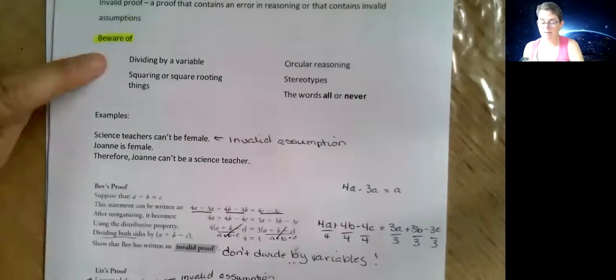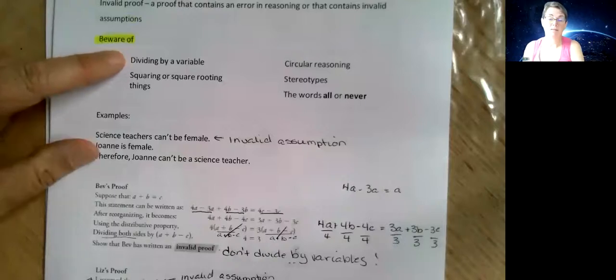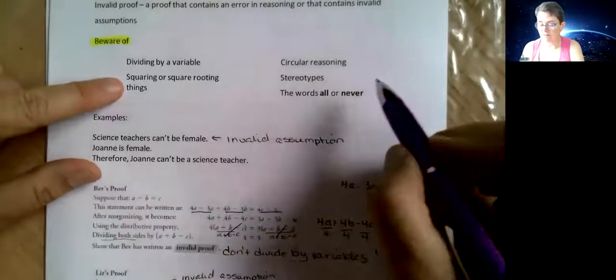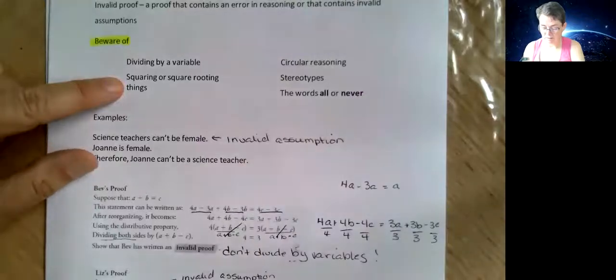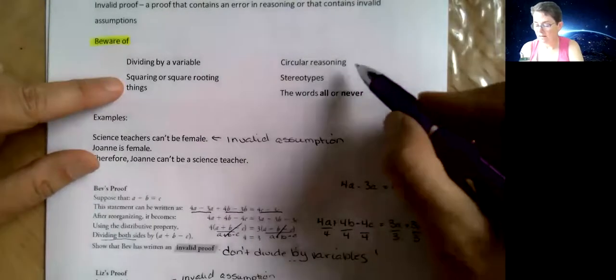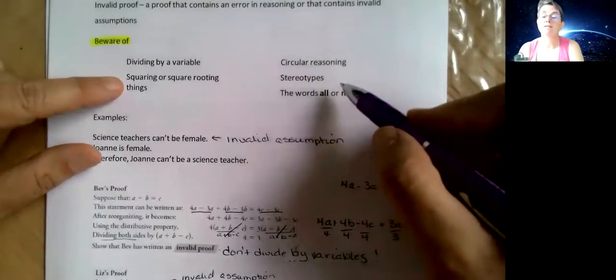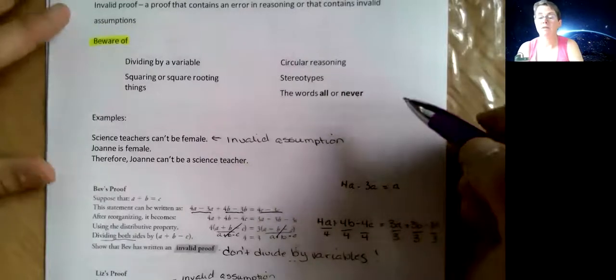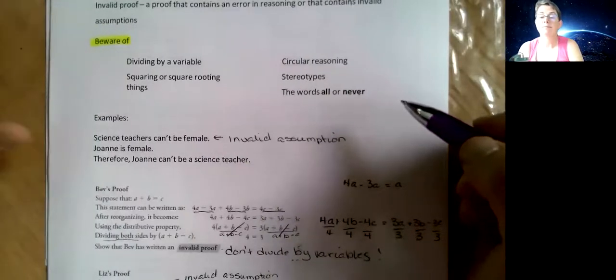The big ones are dividing by a variable or dividing by 0, squaring things or square rooting, circular reasoning, which is where your assumption comes back at the end, stereotypes, that's for the non-mathy stuff, and again, the words all or never. All right, that's the end of the proof.